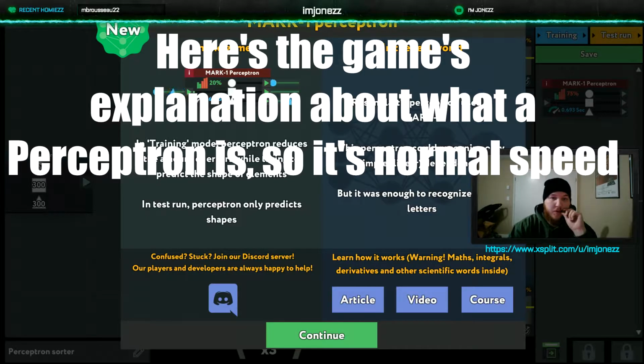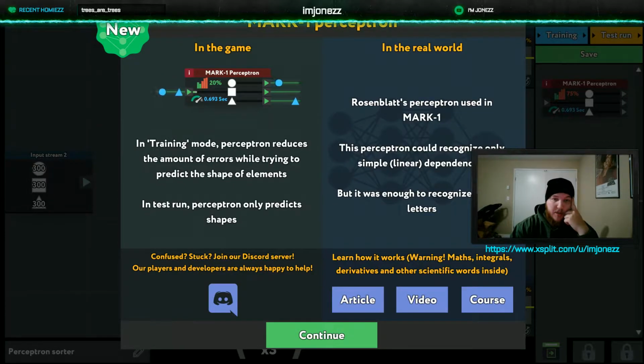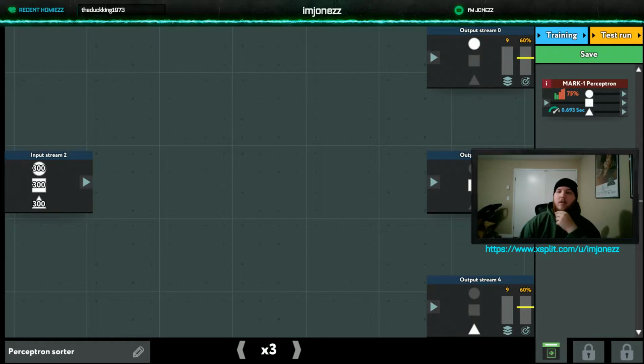In the game, the Perceptron reduces the amount of errors while trying to predict the shape of elements. In test run, the Perceptron only predicts shapes. Rosenblatt's Perceptron is used in Mark 1. This Perceptron could recognize only simple linear dependencies. It was enough to recognize English letters. That's nice. Oh, looks like there's a whole course here. So here we go. Mark 1 Perceptron.